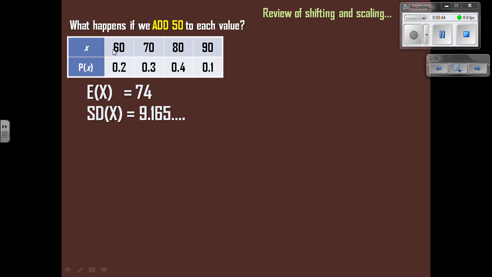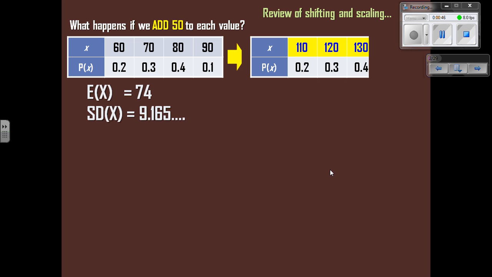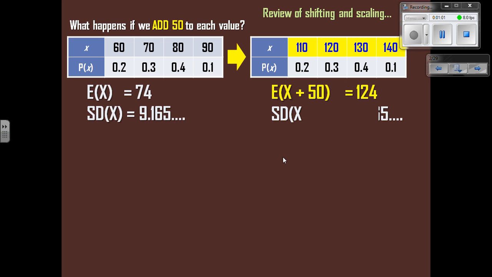So for example, if I take each of those x's and I add 50 to them, what do we think is going to happen to our expected value and our standard deviation? Well, our expected value is going to increase by 50, as we might expect. Standard deviation, however, is not going to change. Think of it this way: if we were to use that standard deviation or variance formula, we're going to be doing 110 minus 124 squared times 0.2, and that'll end up the same as if I do 60 minus 74 squared times 0.2. So that's why it ends up being the same as far as the formula.